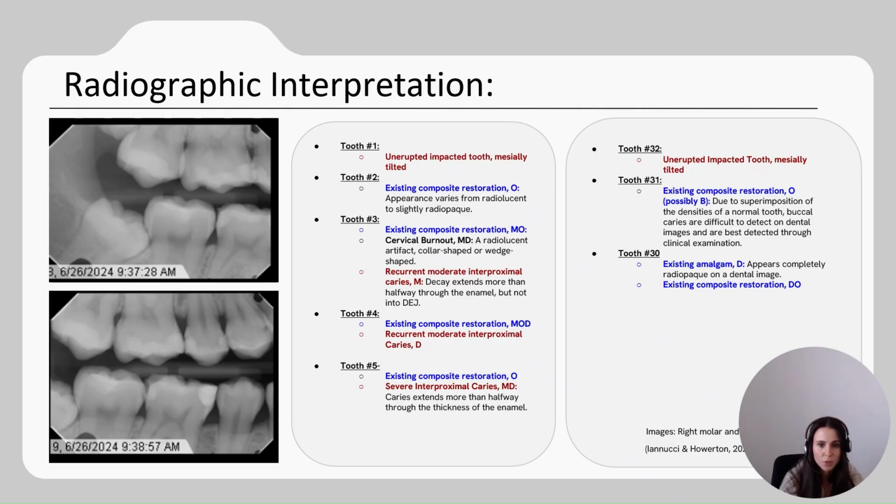Then for tooth number 30, there's existing amalgam on the distal surface, and that's going to appear completely radiopaque on a dental image. When looking at the bottom bitewing, you'll see that on the distal side of that tooth, where I'm thinking it's amalgam, it is a lot more radiopaque compared to the composite restorations on the other teeth. There's also existing composite restoration on the distal and occlusal surface of that same tooth.